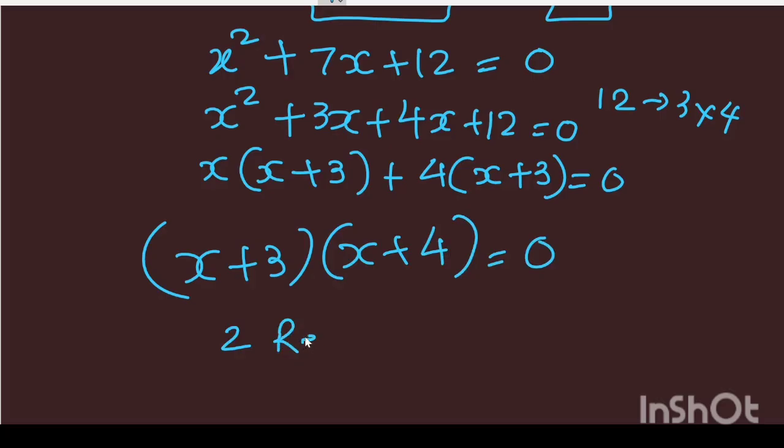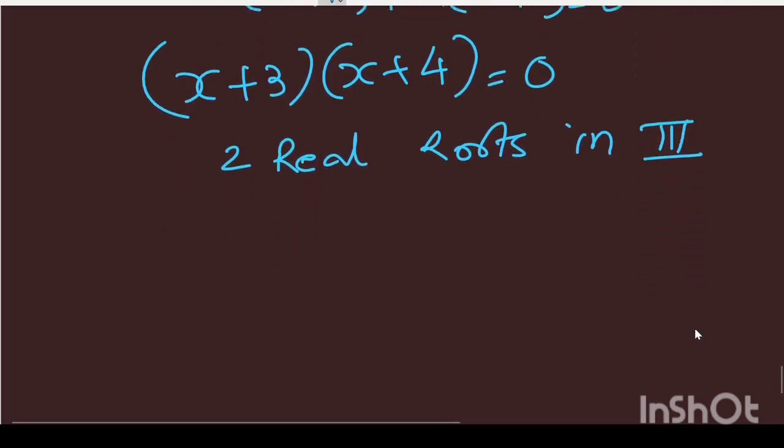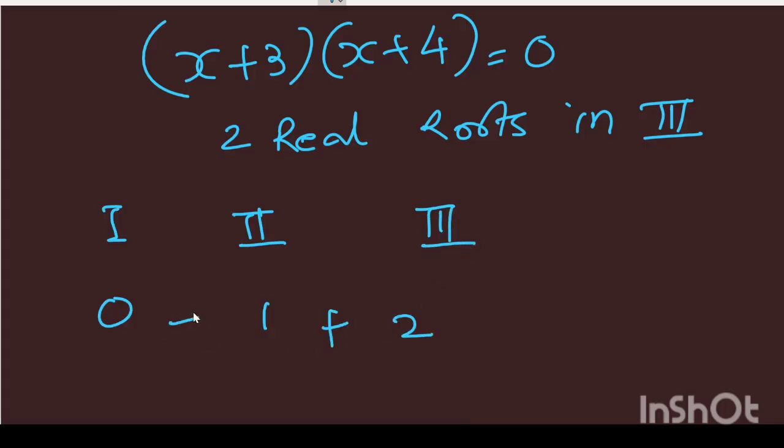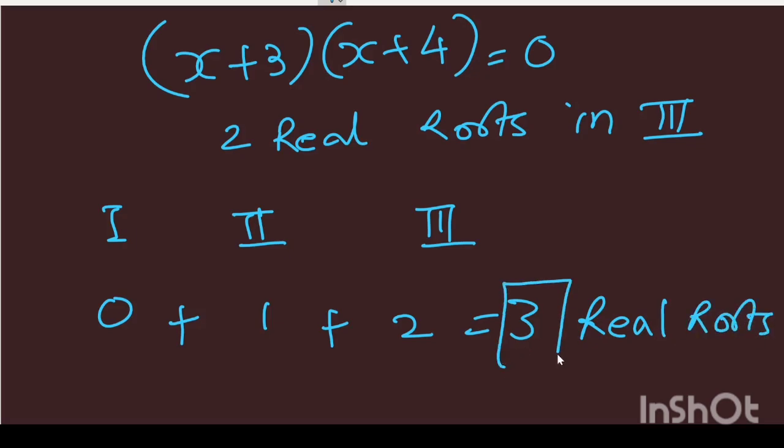So two real roots in third. So in first we got 0, in second we got 1, in third we got 2. So in total we got 3 real roots. So the answer is 3. Okay guys.